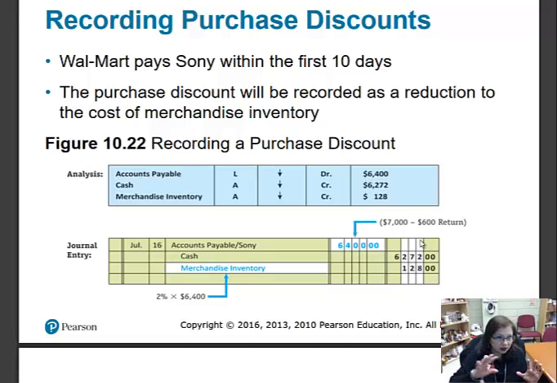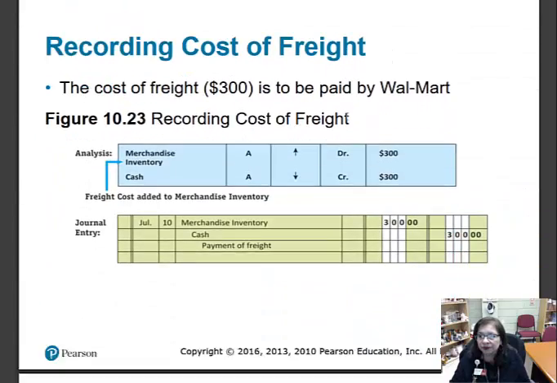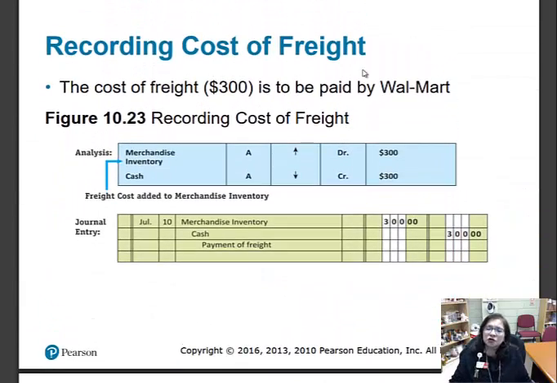That's all we're doing. Don't worry, like I said, it's going to be clearer as we do each of the transactions on the homework demo. Okay? So we're recording the cost of freight. Okay? Again, merchandise inventory, cash, when we're paying it. Okay?